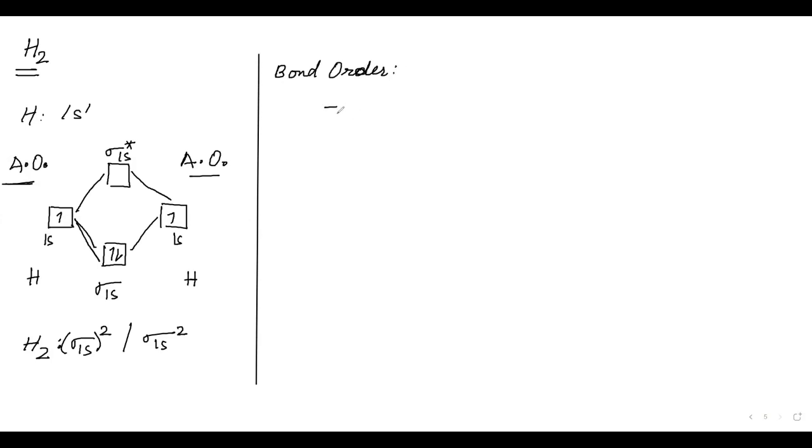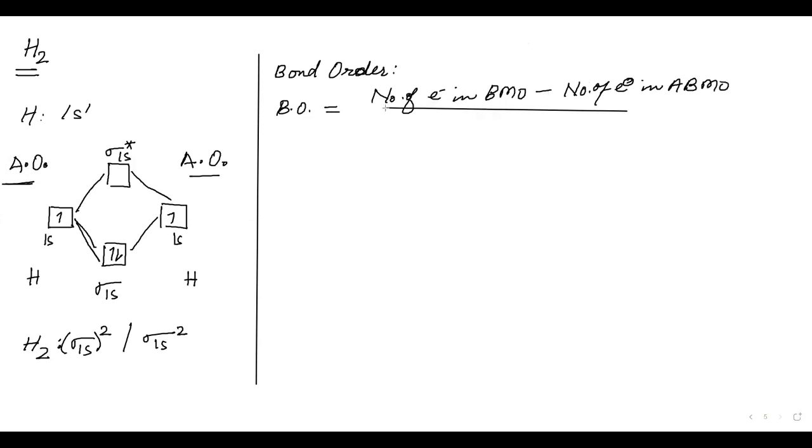Bond order. What is bond order? It is equal to BO. BO is equal to the number of electrons in BMO minus the number of electrons in ABMO, whole divided by 2.